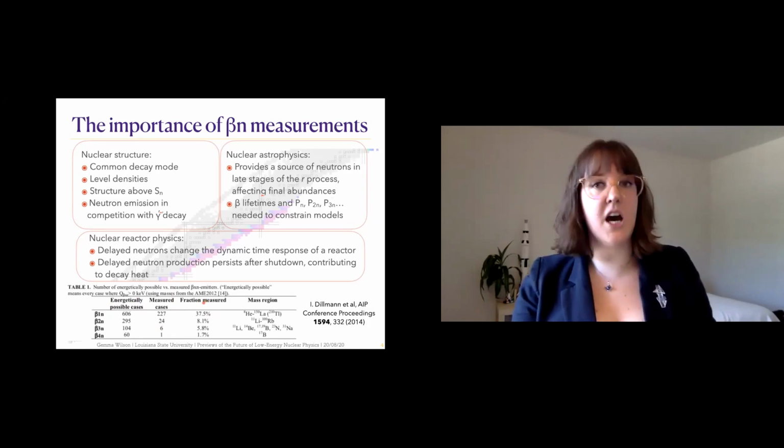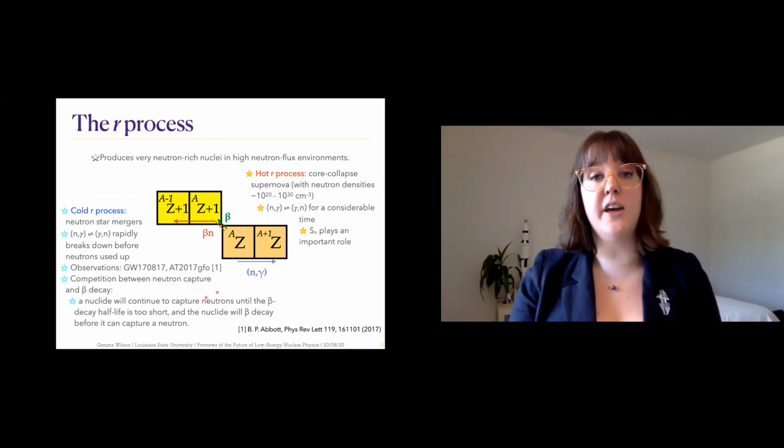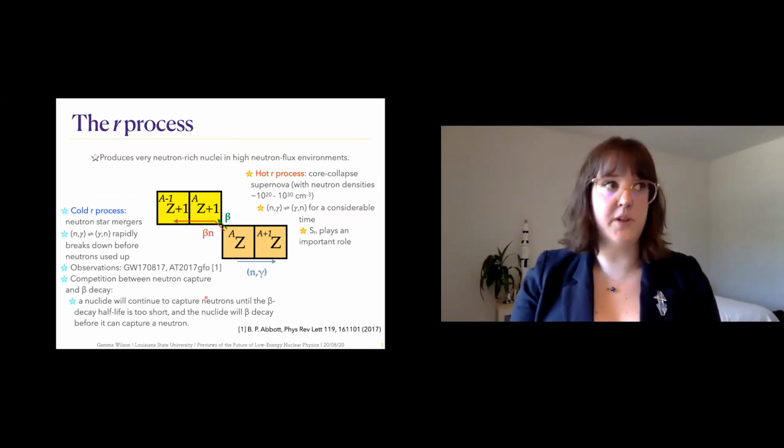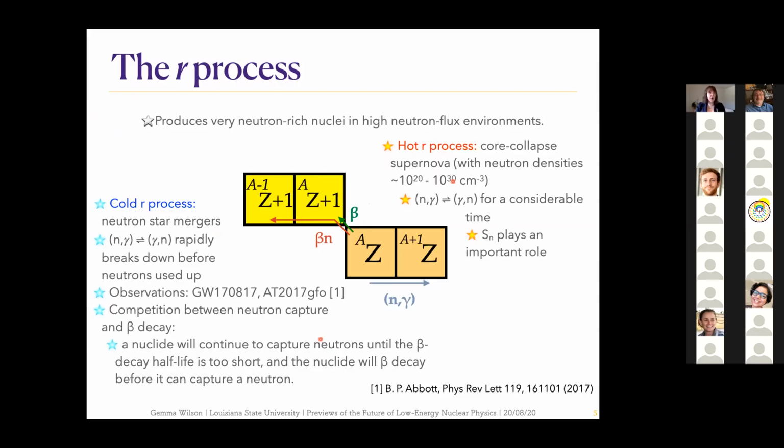So one area to highlight is the r process, which produces very neutron-rich nuclei in high neutron flux environments. There are 2 types of r process. There's the hot r process, which happens inside core collapse supernovae with high neutron densities of around 10^20 to 10^30 per cubic centimeter. In this case, neutron capture and photodisintegration are in equilibrium for a considerable amount of time. So for this type of r process, knowing the neutron separation energy is very important.